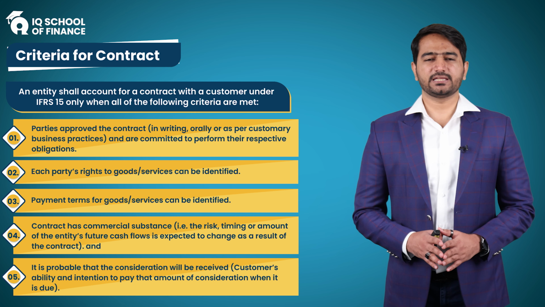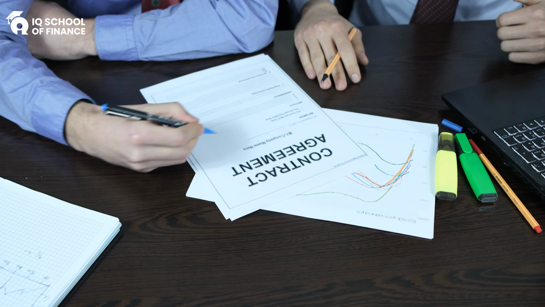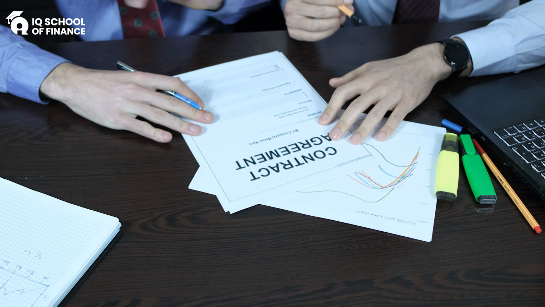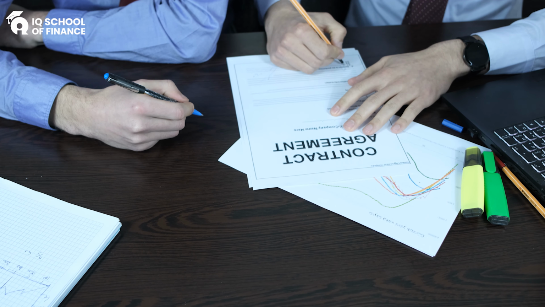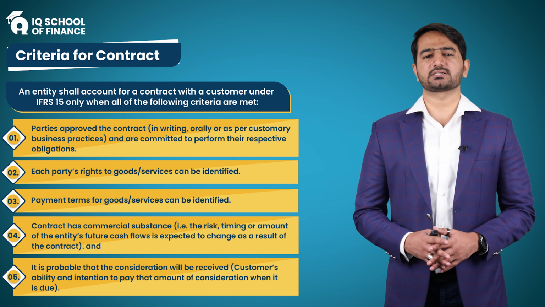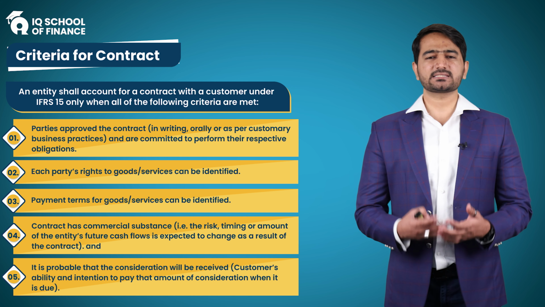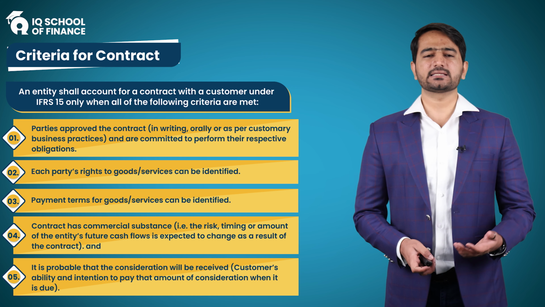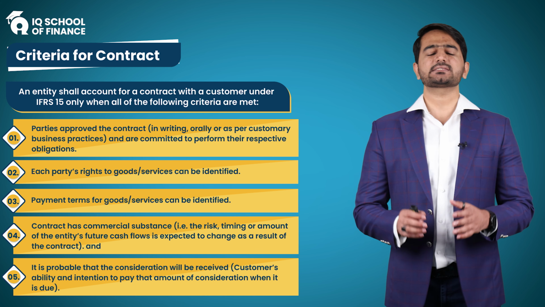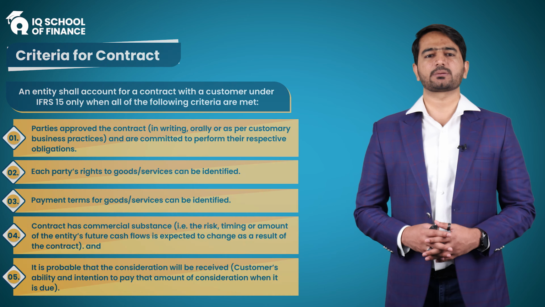According to IFRS 15, if in an agreement these 5 attributes are present, only then the contract will be established under IFRS 15. And only then our step 1 is completed, that is to identify the contract with the customer. Once step 1 is completed, then we will apply the later steps, that is step 2, step 3, step 4 and step 5 to recognize revenue under the principle based 5-step model.